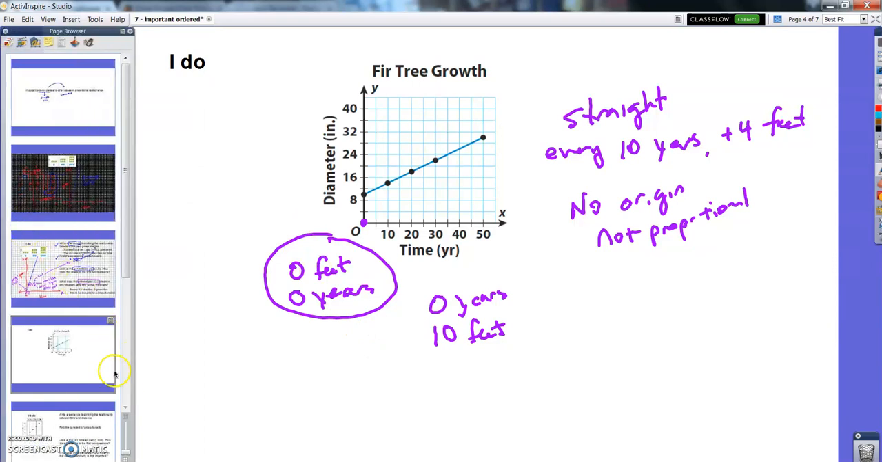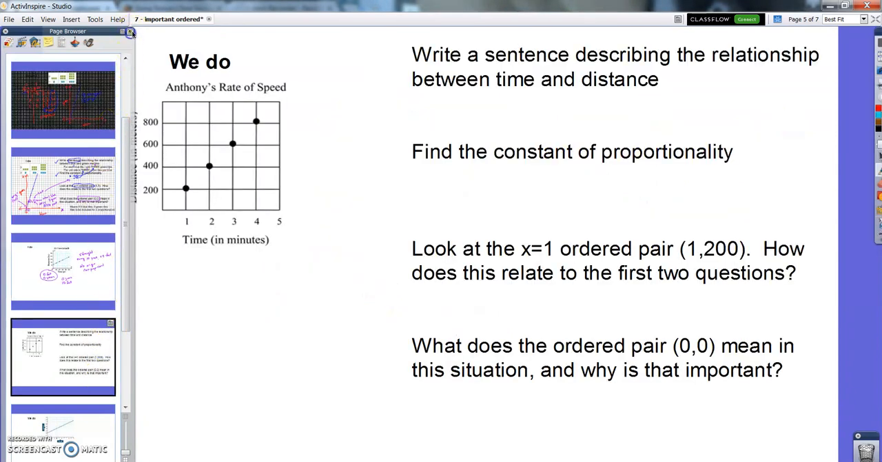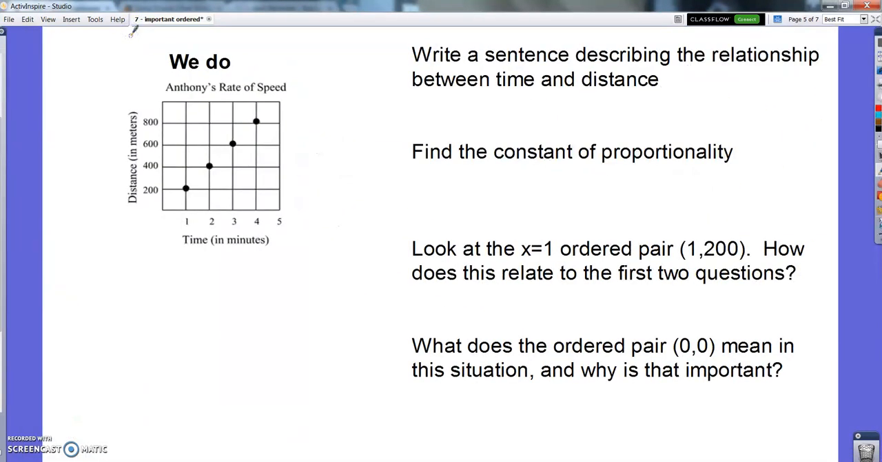All right, open your math notebook. Let's look at a graph together. Go ahead and pause and write down the graph and write down the questions. I think we looked at this one yesterday, Anthony's rate of speed. Once you've got the graph drawn and the questions written, unpause and we'll go over them together.